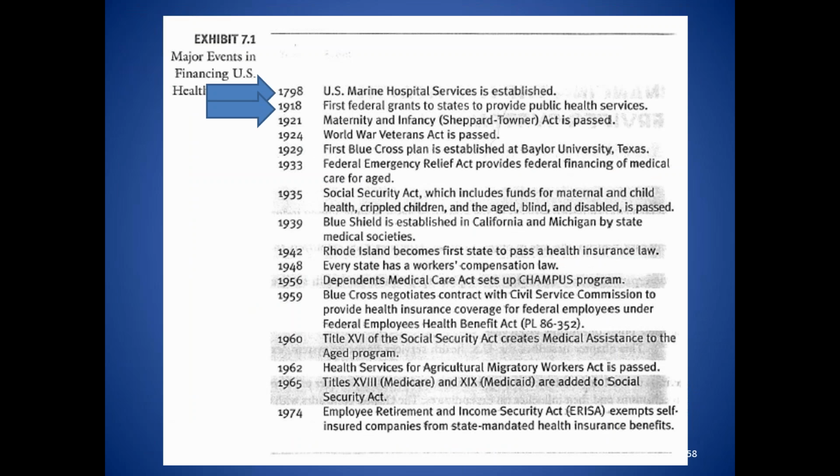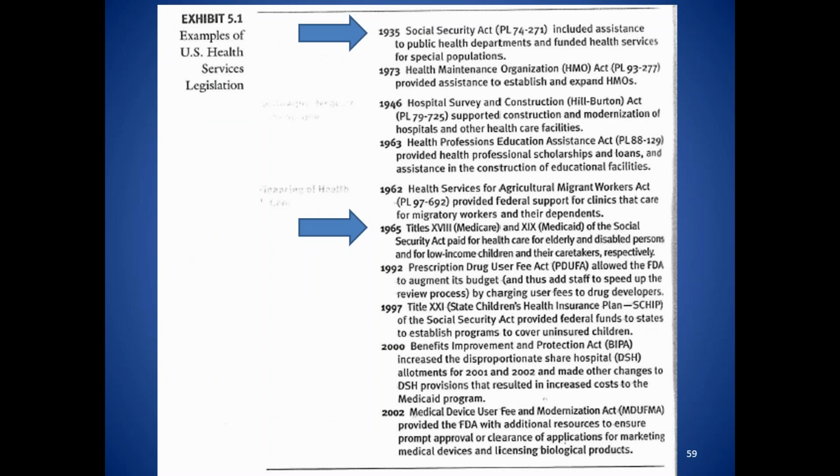There are a few examples of policy going back in history. One of the first things that I can identify is in 1798, the U.S. Marine Hospital Service was established to serve merchant marine from the United States who would travel around the world and treat them for medical conditions, and particularly infectious conditions, on their return to the United States to protect the population of the country. 1918 is another financing example: the first federal grants going to states to provide public health services. And then there are a variety of other things, but I'm going to skip past those.